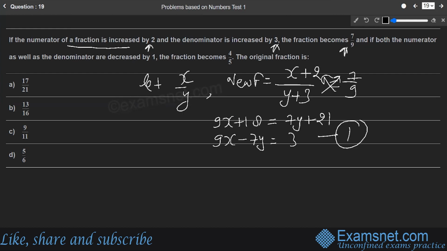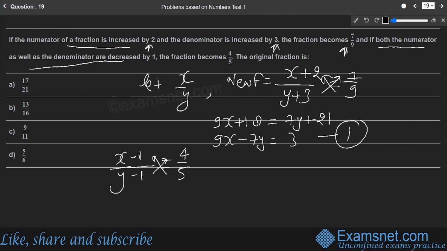Now, let us have the other case. He says, and if both the numerator as well as the denominator are decreased by 1. So let us do it. x by y was the original fraction, though both are getting decreased by 1. So x minus 1 by y minus 1. The fraction becomes 4 by 5. So let us write it as 4 by 5.